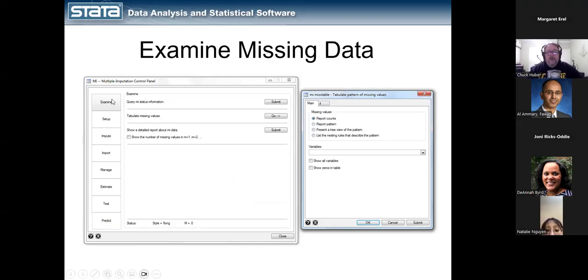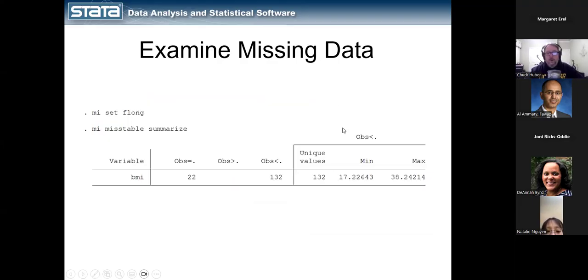So the first thing we need to do is examine the data. That command, if you're curious, is called mi misstable, and what it will do is report the counts of missing data. Now, our data set is simple. It only has one variable that contains missing data, but often it's more realistic that you would have 4 or 5 or 6 variables that have missingness, and that becomes way more complicated.